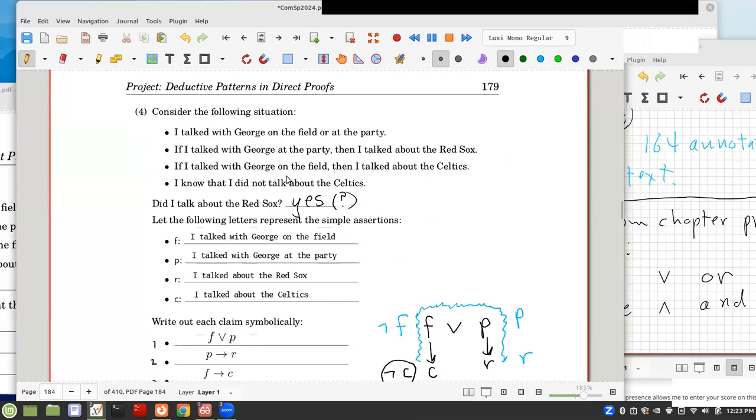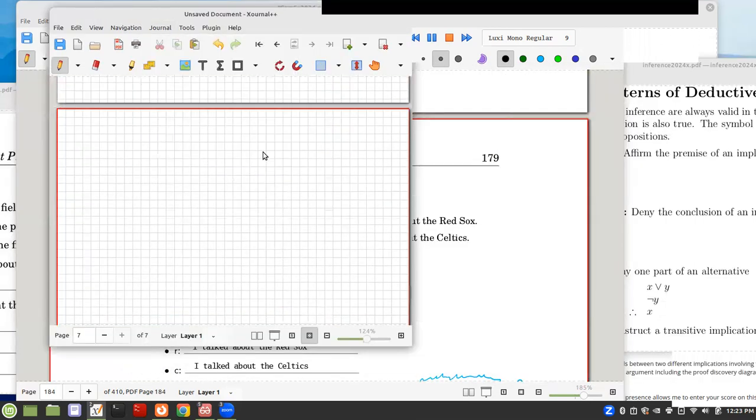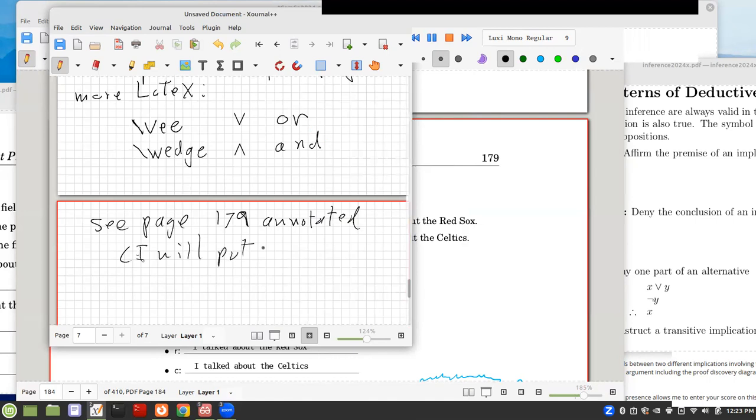Okay, and this is page 179 annotated. I will put this on Piazza.